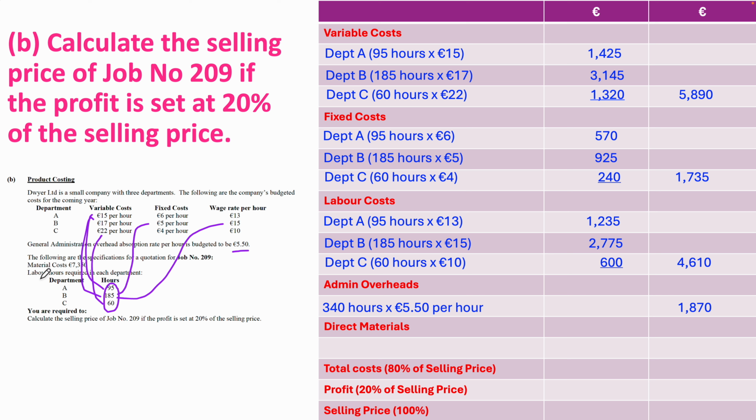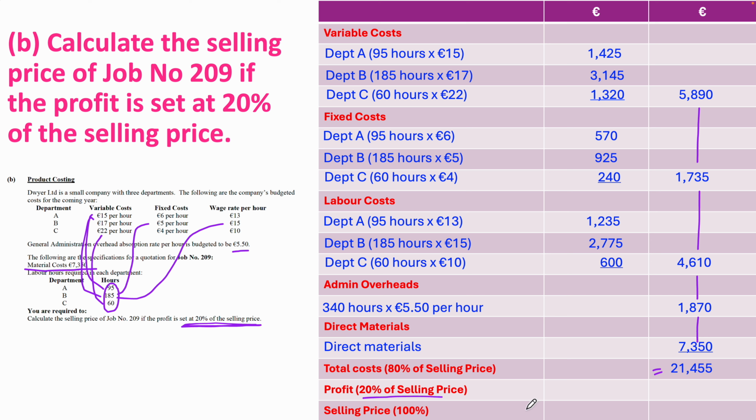Then we've got direct materials. So I have this covered here, but it was 7350. So we add that there as well. What we do then is we just tot up all of the costs. So 5890 plus 1735 plus 4610 plus 1870 plus 7350 gives me a cost price of 21,455, which we know is 80% of the selling price, okay, because profit is 20% of the selling price.